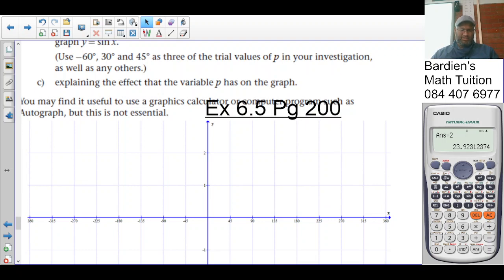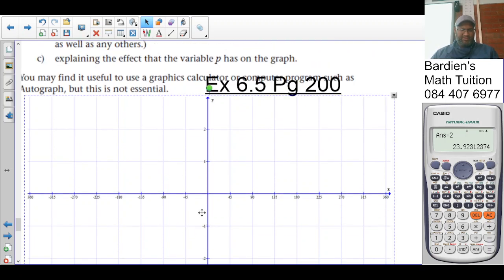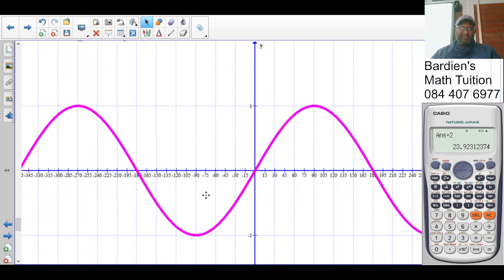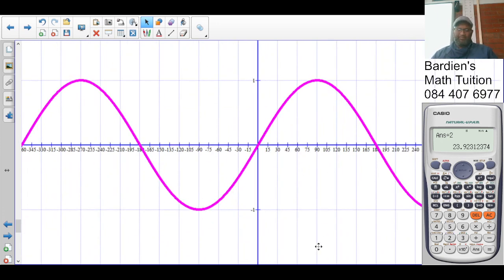Edit, copy image. Alright, this is the graph we got. This is the y is equal to sine of x graph, from negative 360 to 360. However, they wanted us to investigate the graph of y is equal to sine x plus 30 or 40. What was your first p-value?